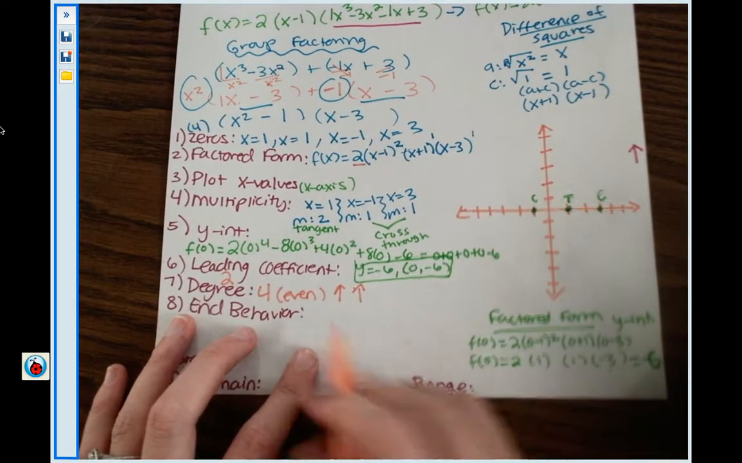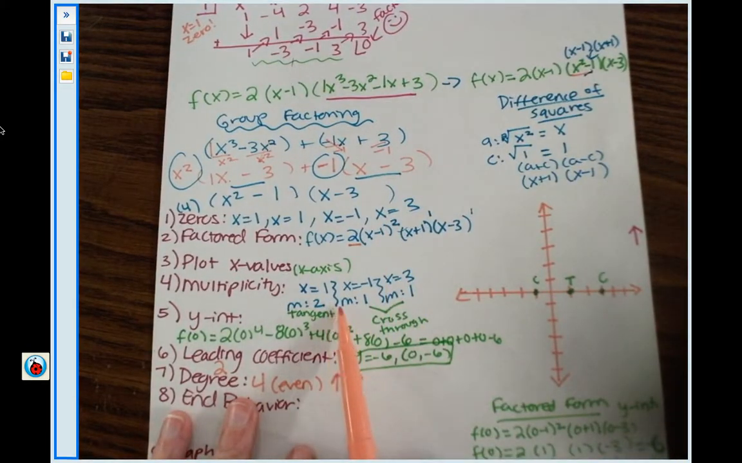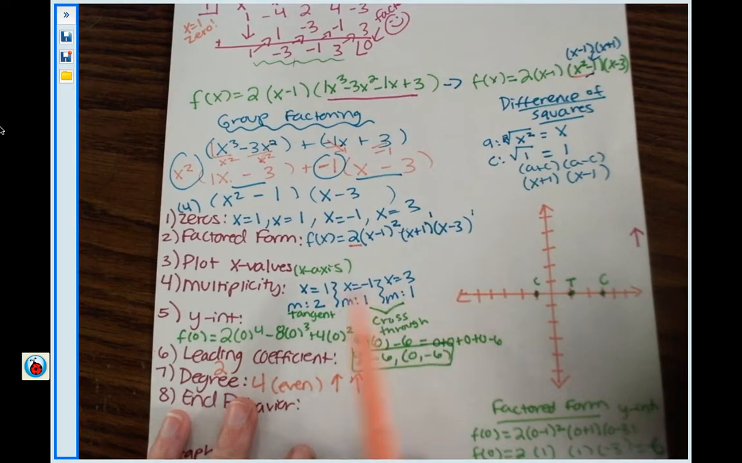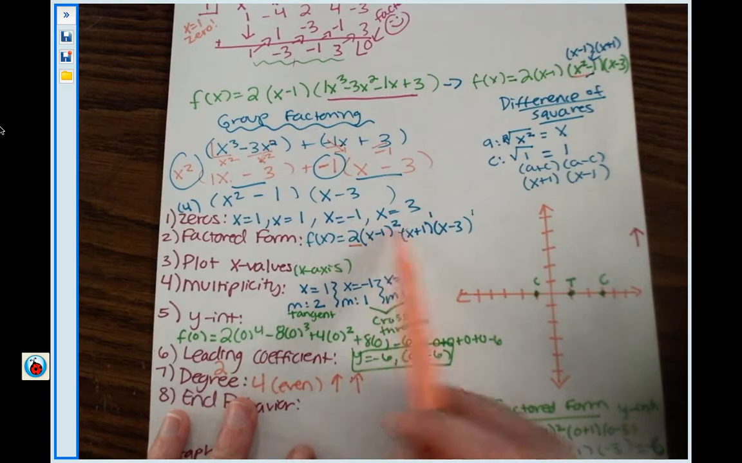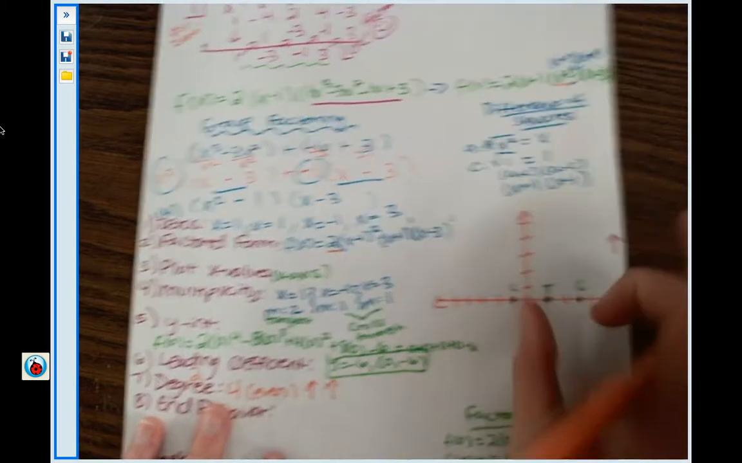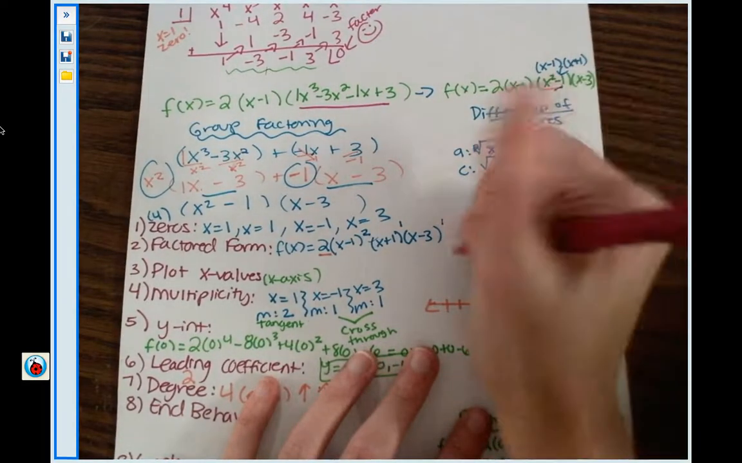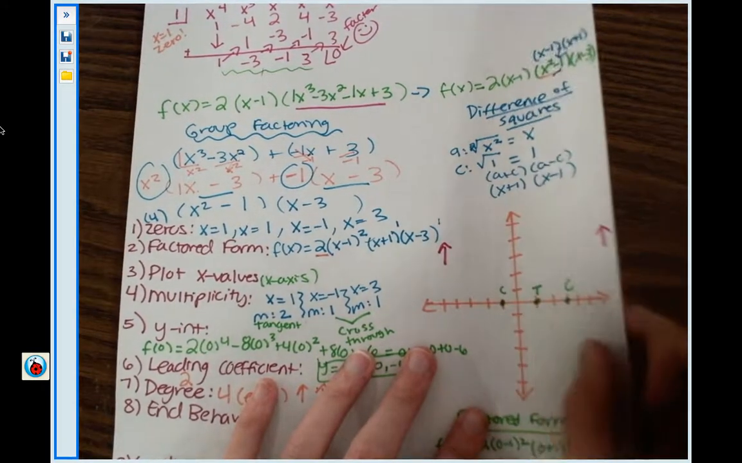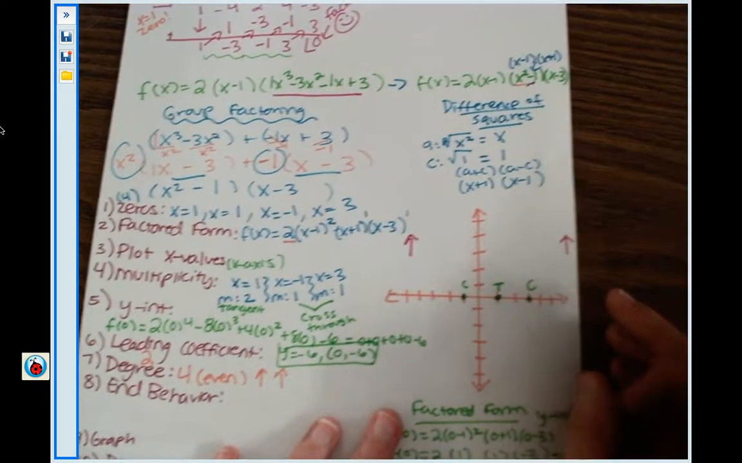And you can also get the degree from factored form. Remember, you add up all the multiplicities. So 2 plus 1 is 3, plus 1 is 4. Or just add up the exponents. 2 plus 1 is 3, plus 1 is 4. All right, so I know that both of my arrows are going to eventually point upward. Nifty. All right, so let's see what happens.